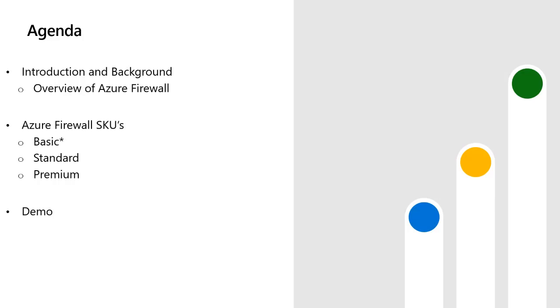So for the agenda, I'll touch on a quick overview of what the Azure Firewall is, and then I'll talk on our Basic and Standard SKUs. My colleague Shabaz will then take over and talk about the Premium SKU and demonstrate what these different offerings look like within the Azure portal.